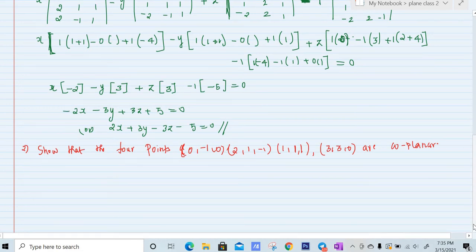So what is coplanar? Coplanar is if all the points lie in the same plane. If all the points lie on the same plane, it is called coplanar, right?